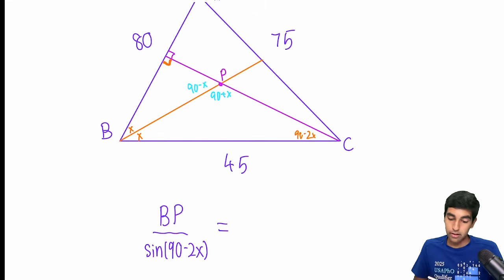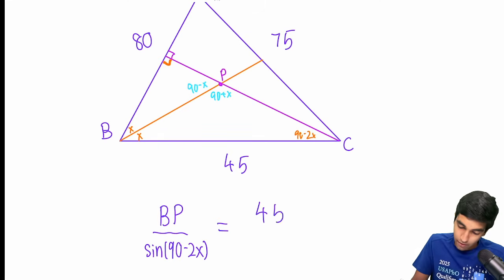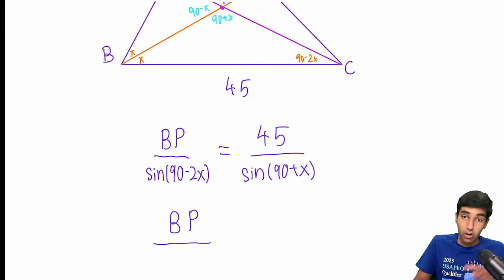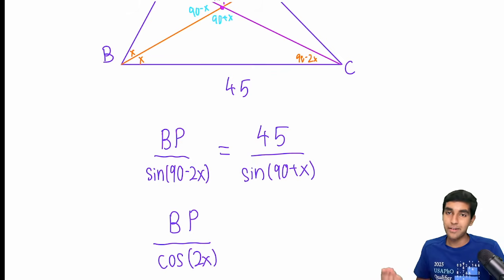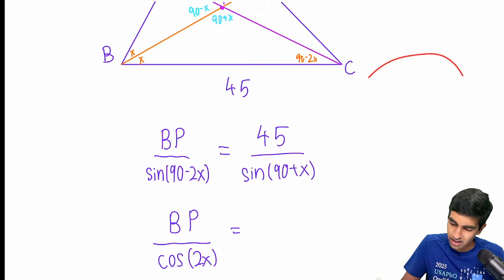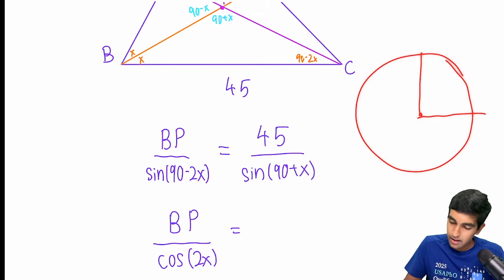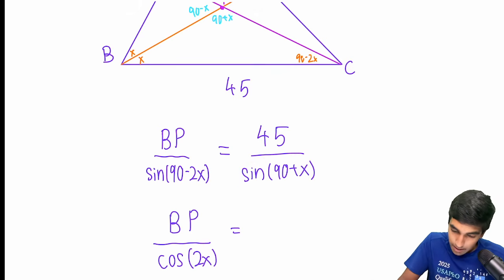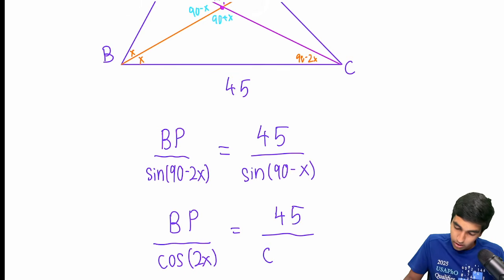First of all, let's write our law of sines. BP over sine of 90 minus 2x equals BC, or 45, over sine of 90 plus x. Some simplifications here: BP over cosine 2x, because sine of 90 minus something is just cosine. And 45 over sine of 90 plus x. Here, the easiest way is just to visualize the unit circle. Sine of 90 plus x has the same y-coordinate as sine of 90 minus x by reflection. So this is equal to sine of 90 minus x, which is just cosine of x. So 45 over cos x.